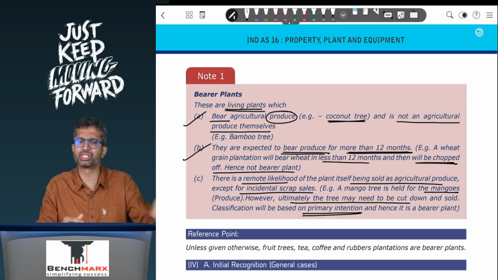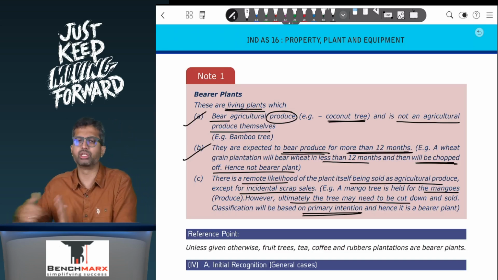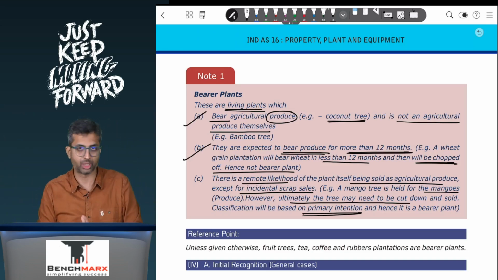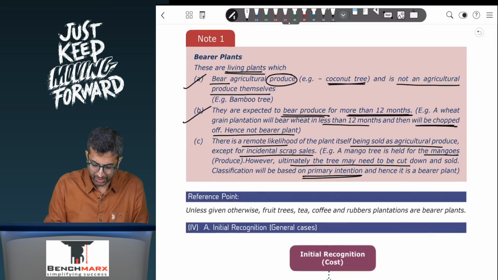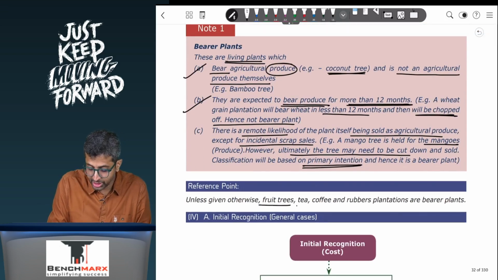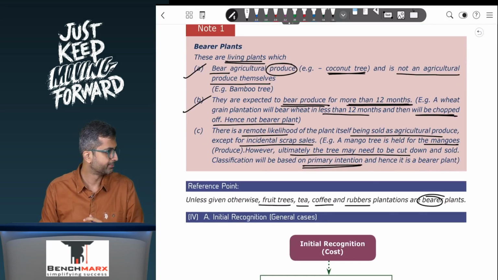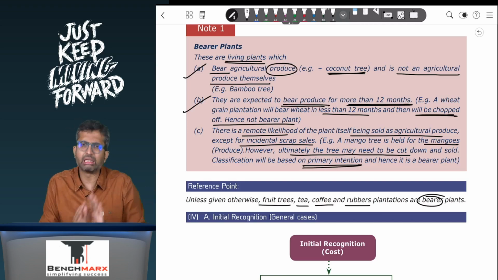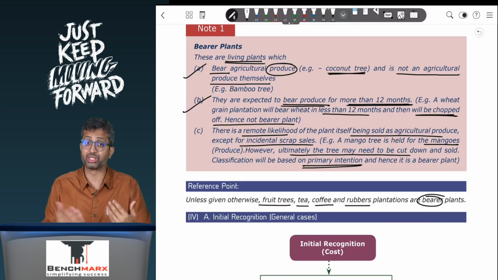Once you figure out what 16 will apply, you will generally know what is to be done in case of PP. If you figure out whether 41 is to be applied, you will ultimately know what is to be done for agriculture. Okay. So, a reference point, unless given otherwise, fruit trees, tea, coffee, rubber plantations are bearer plants. Are we clear with this? Okay, so this is just the general introduction of PP, not really important from an exam perspective.